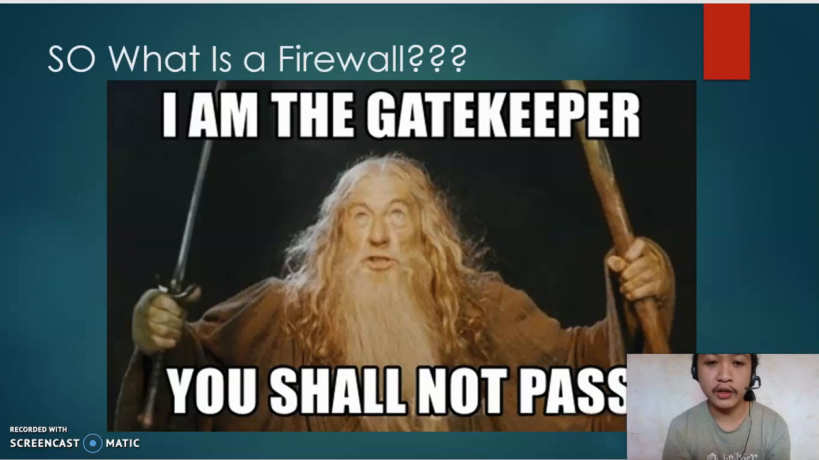So basically, what is Firewall? As this image states, it is the gatekeeper of computers. It is the gatekeeper for data coming from the internet or other computer systems, which protects from threats, viruses, malware, trojans, and etc.